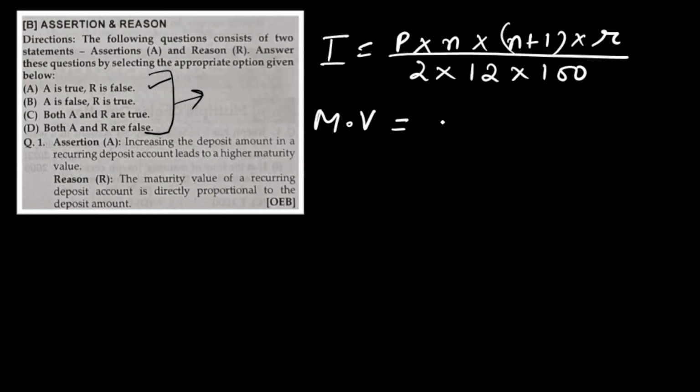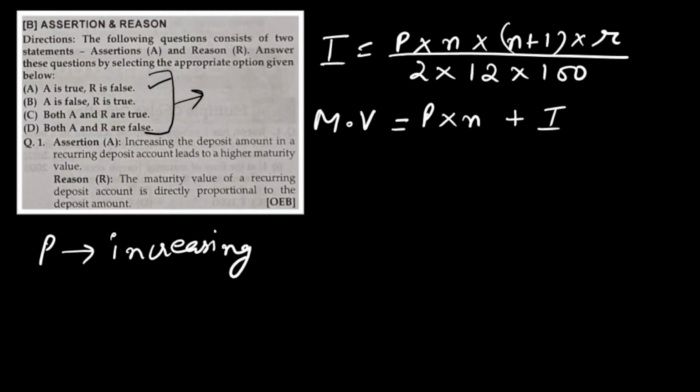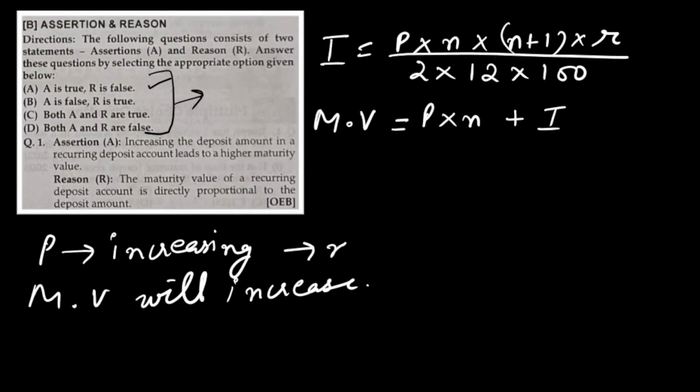And the second formula is of maturity value. Maturity value is P into N plus interest. So first statement says increasing the deposit amount in a recurring deposit account leads to a higher maturity value. So if deposit amount means principal value we are increasing, then maturity value will also increase. So do you think this is true? If we increase the principal amount, that means the monthly installments, then maturity value will also be increased.